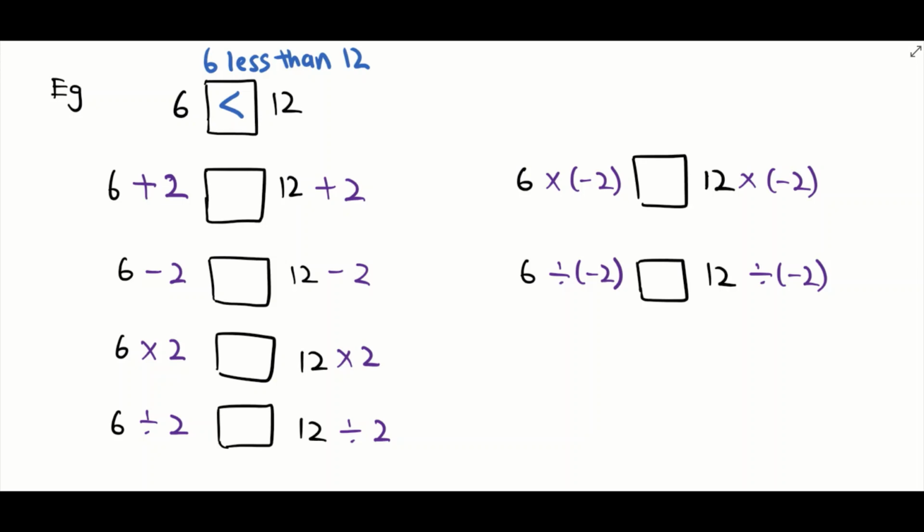Okay? If I add 2 on both sides, does the sign change? No. 6 plus 2, 8. 12 plus 2, 14. Okay? Is 8 still less than 14? Sign no change, right? How about if I minus on both sides? Still the same. Multiply by 2 on both sides? Now this time, divide by 2.